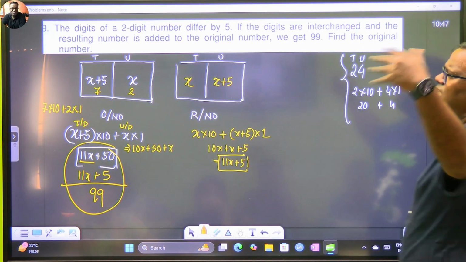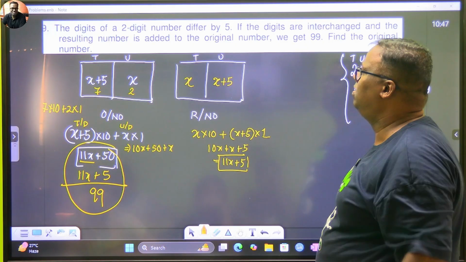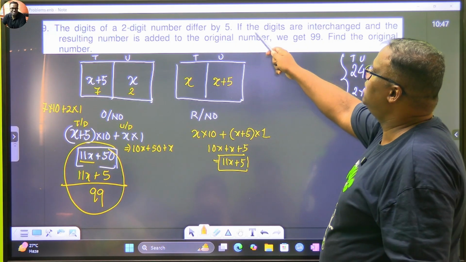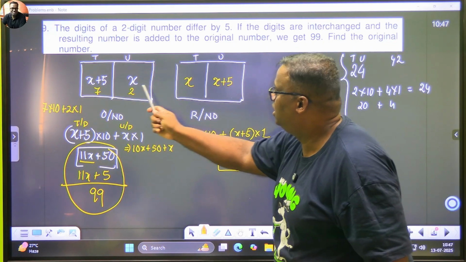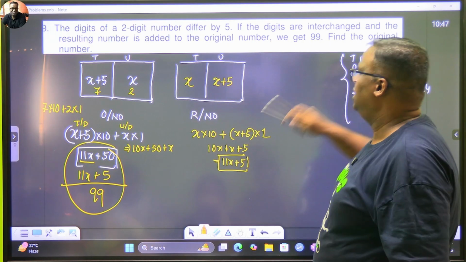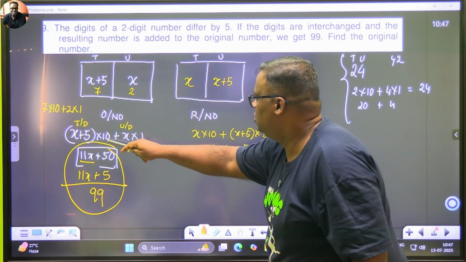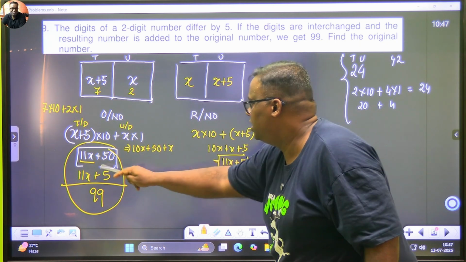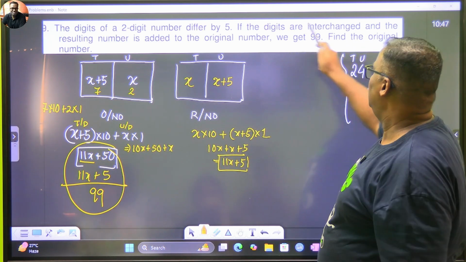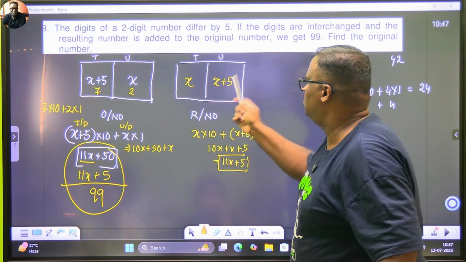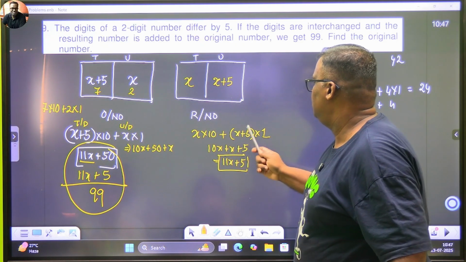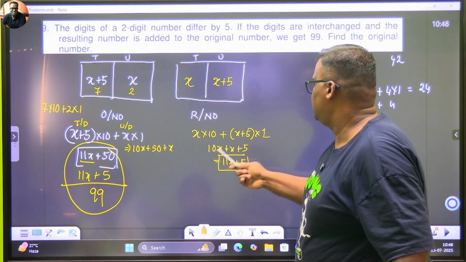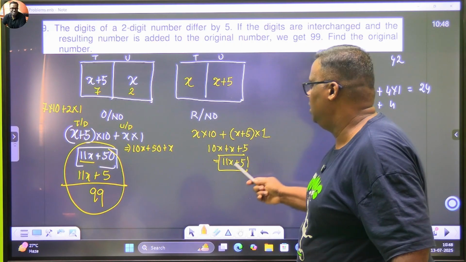Let's read it now once again. No issue, 3-4 times you break it into your mother tongue, whatever. The digits of a 2-digit number differ by 5. Have I done that? x plus 5. Correct. Then I should look at the number: x plus 5 into 10 plus x, which is 10x plus 50 plus x, which is 11x plus 50. Correct. If the digits are interchanged, x plus 5, so x into 10 plus x plus 5 into 1, which is 10x plus x plus 5, that is 11x plus 5. Very good.